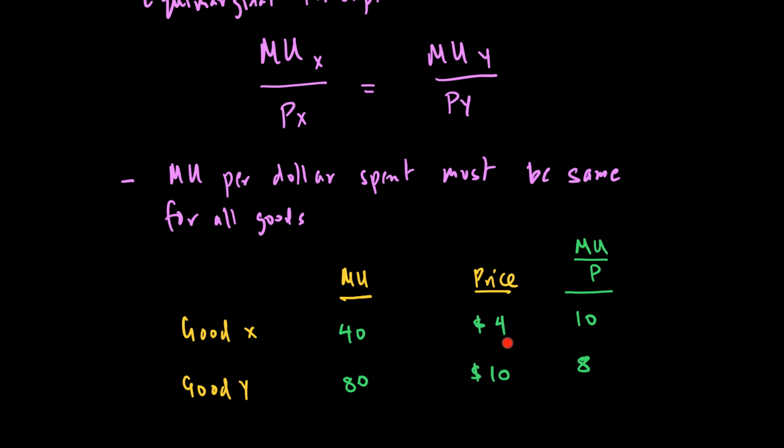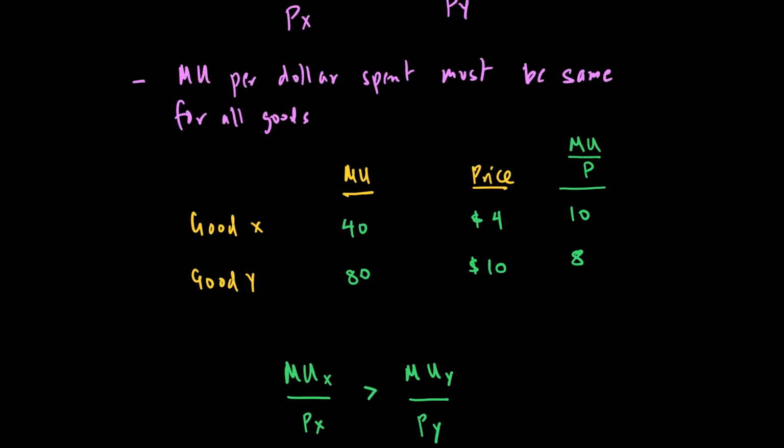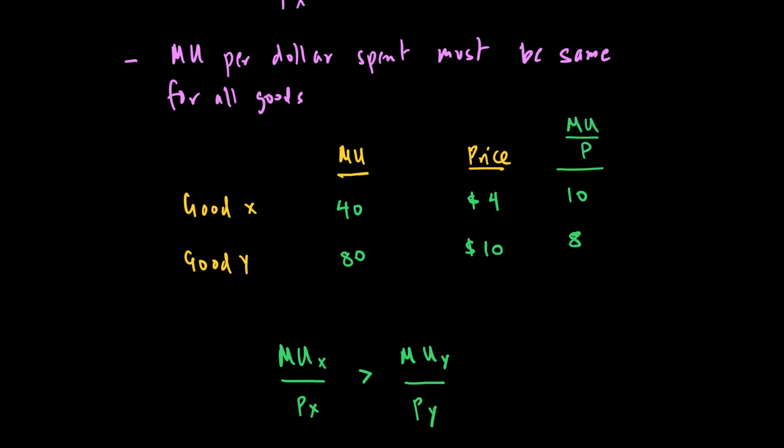Let's say good X is $4 and good Y is $10. So if X is $4, the marginal utility per dollar spent will be 40 over 4, or 10. For good Y, marginal utility per dollar spent would be 80 over 10, which is 8. So MU of X over price of X is 10 versus MU of Y over price of Y, which is 8. So MU of X over price of X is more than MU of Y over price of Y.